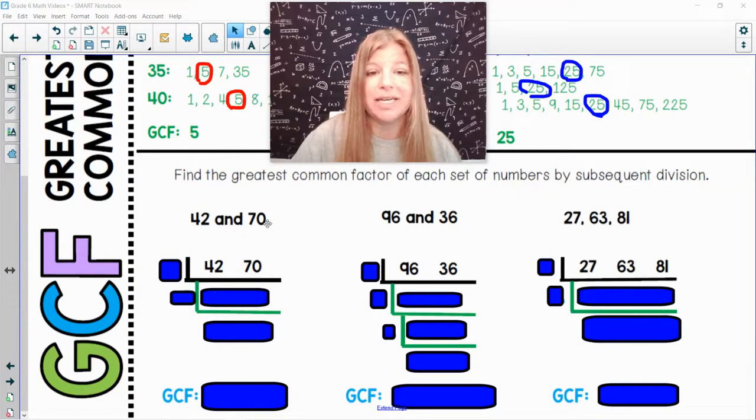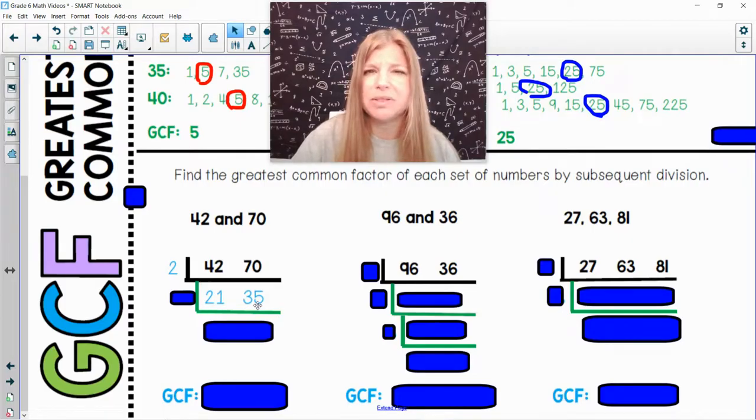42 and 70. Okay, smallest prime number is 2. Does 2 divide into both of those numbers? Absolutely. 2 goes into 42 21 times. 2 divides into 70 35 times. Does 2 go into both of those numbers? No. What's the next prime number? 3. Does 3 divide into 21? Yes, but does it go into 35? No. Next prime is 5.